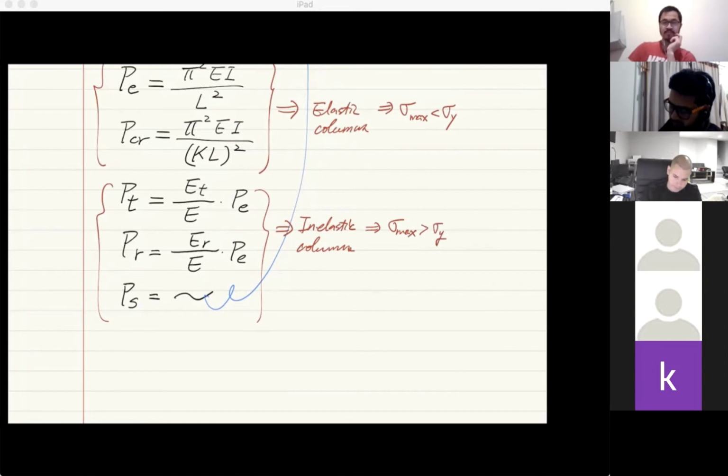But in the design, we didn't say that the stress will be greater than sigma y. We said as long as the stress is greater than half of the yield stress, we already consider that as an inelastic column.